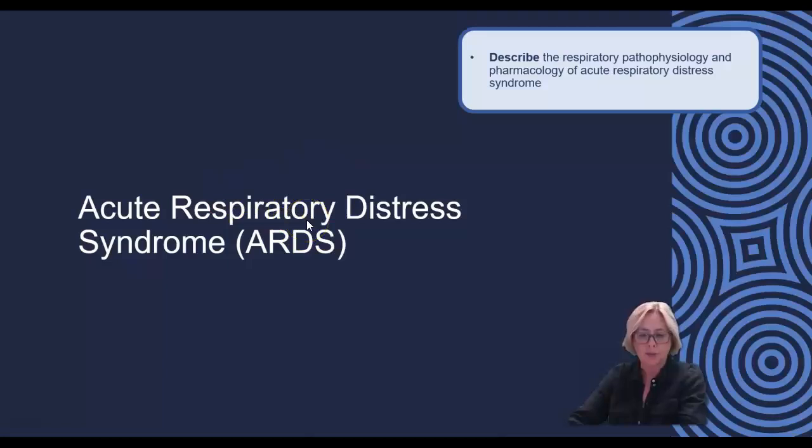And there are many different causes for it. The most common, I guess, is sepsis. And it can also be caused by a trauma to the lungs, and it can also be caused by aspiration of gastric contents into the respiratory system. And lots of different drugs and drug overdoses can also cause acute respiratory distress syndrome.